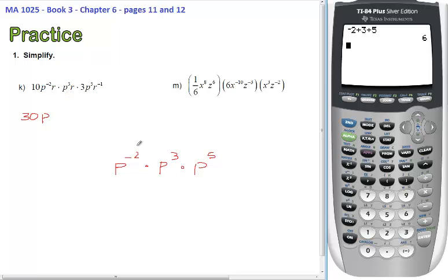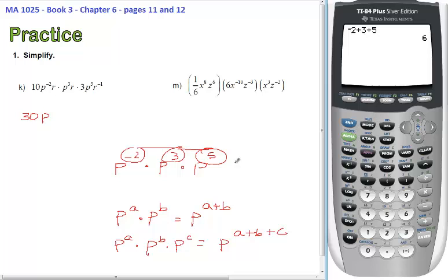Now, because it's all multiplied, I could rewrite it separately if I want, but most people don't. They just do this straight out. And what's the rule? When you're multiplying like bases, so if I had P to the A times P to the B, if my bases are the same, which they are, then we simply add exponents. It doesn't matter how many I have, whether it's 2 or 3 or 4 of the same base, all you do is add your exponents. So negative 2 plus 3 plus 5.